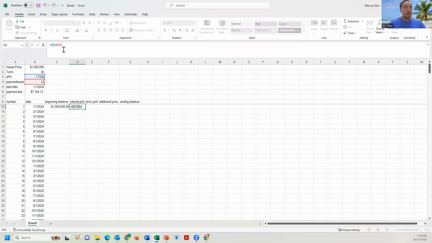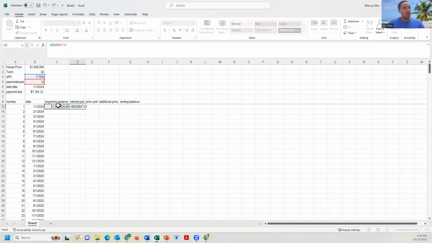This would be the interest rate. If all I did was look at B3 divided by B4, that is the amount of interest per month. We took that annual percentage rate and made it into a monthly percentage rate. And that amount, I'm going to multiply it by the beginning balance.